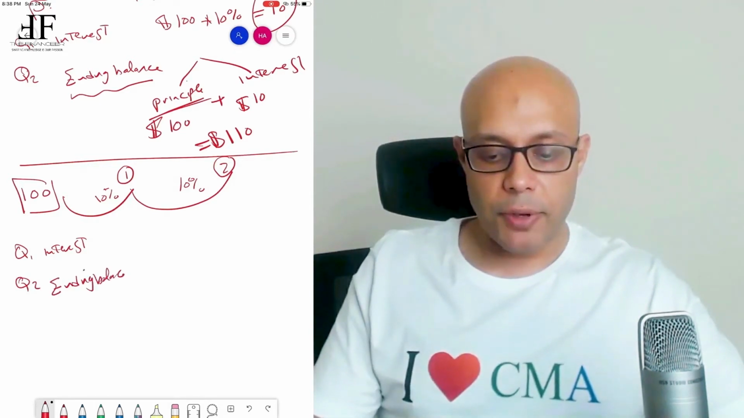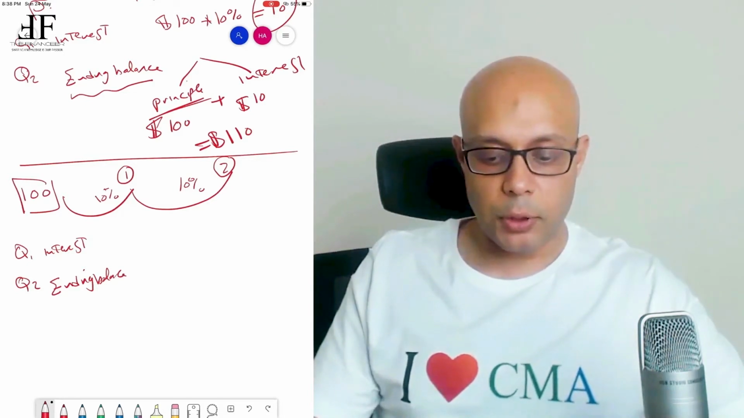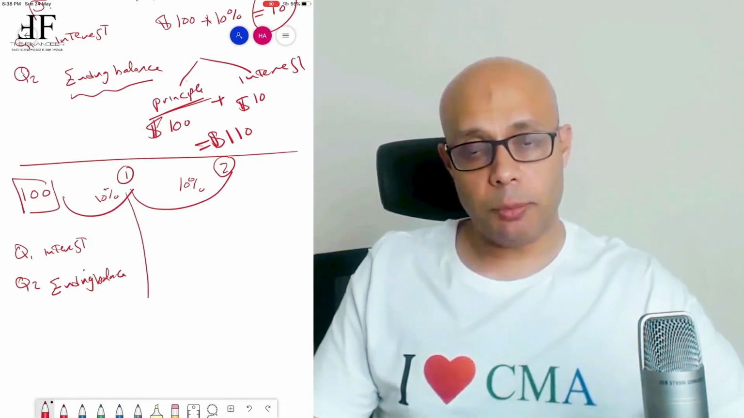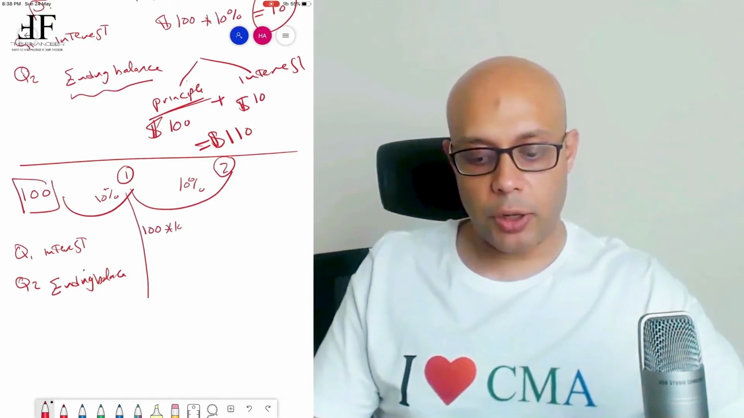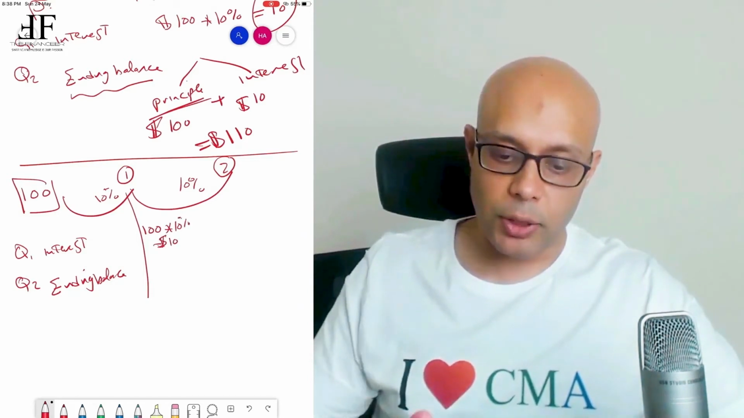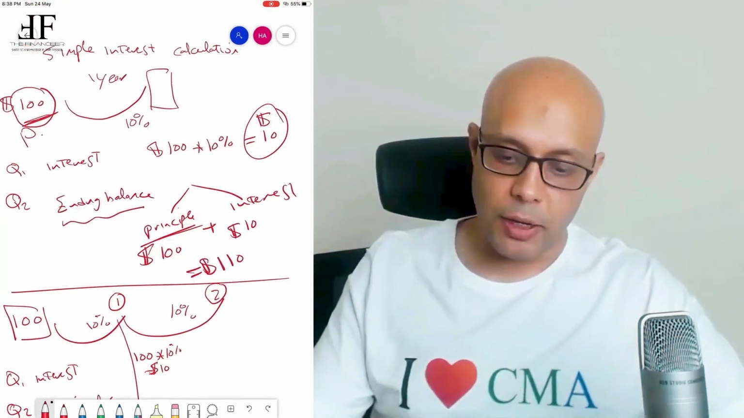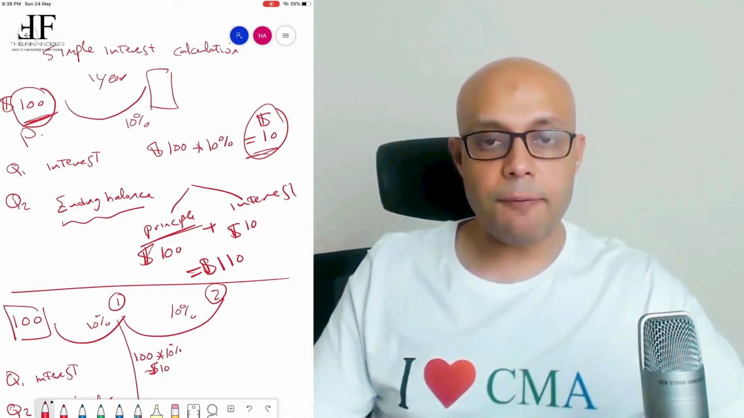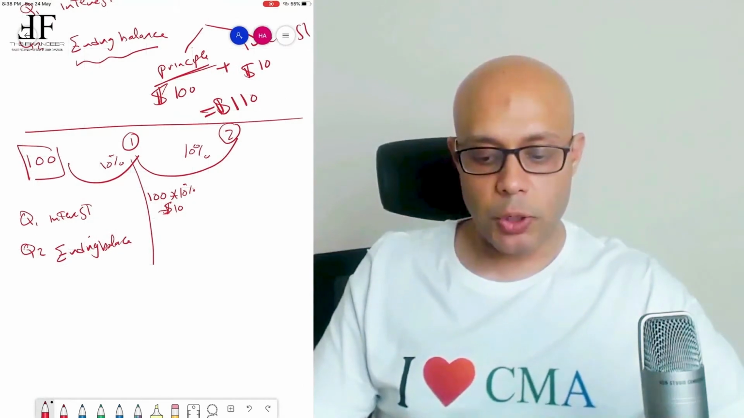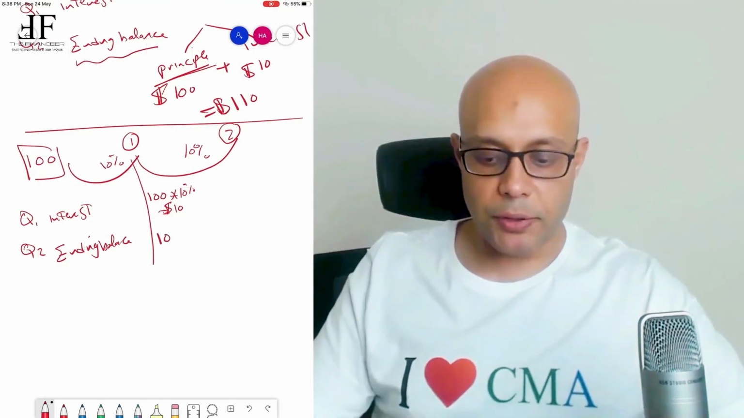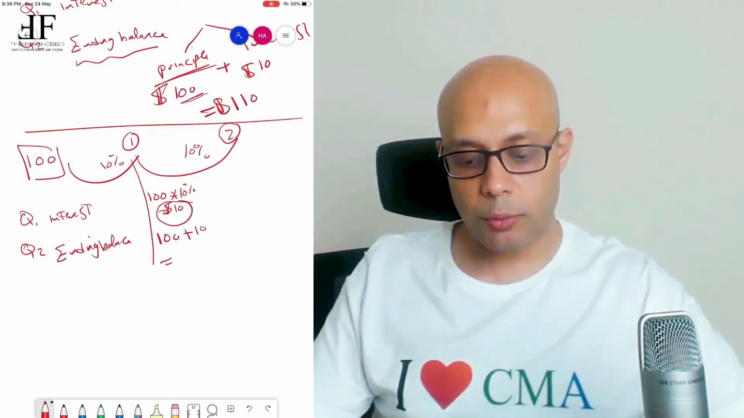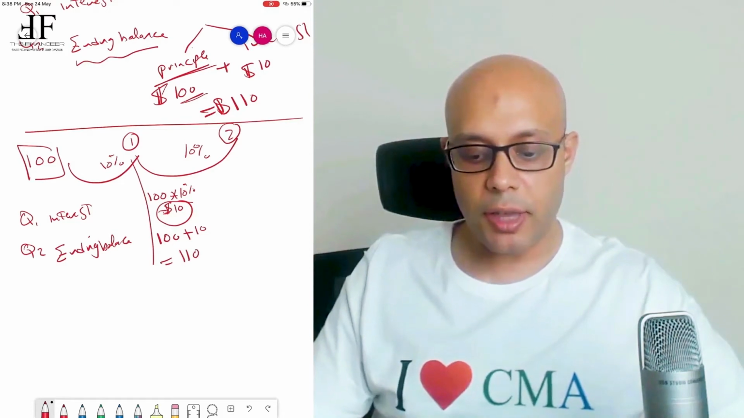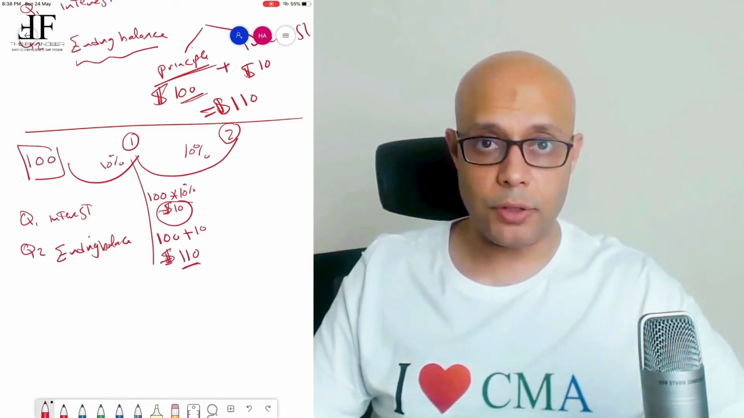Regarding the interest in the first year, it will be the same. How much initial amount did we deposit? It's $100 times the 10% equals $10. This is our interest, exactly like what we have calculated here, which is $10. When it comes to the ending balance in the first year, we are still in the first year, so it will be the principal plus the interest that we have just earned, which is $10. So the ending balance at the end of the first year will be $110.